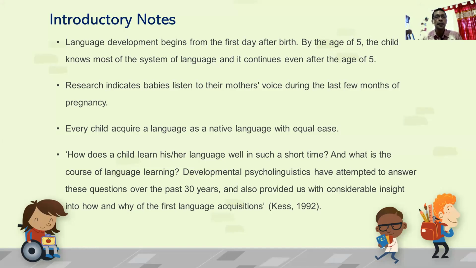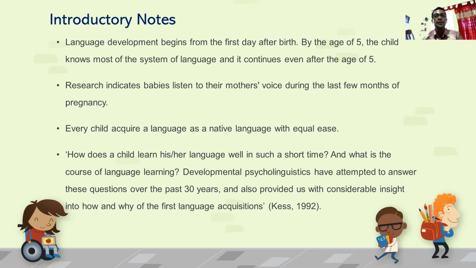How does the child learn his or her first language so well in such a short time? And what is the course of language learning? Developmental psychologists have attempted to answer these questions over the past 30 years, and have provided considerable insight into the how and why of first language acquisition. This has been quoted from Kiss, 1992, his research paper. So I strongly advise you to give quotations and references of different prominent linguists for better presentation of your answers.